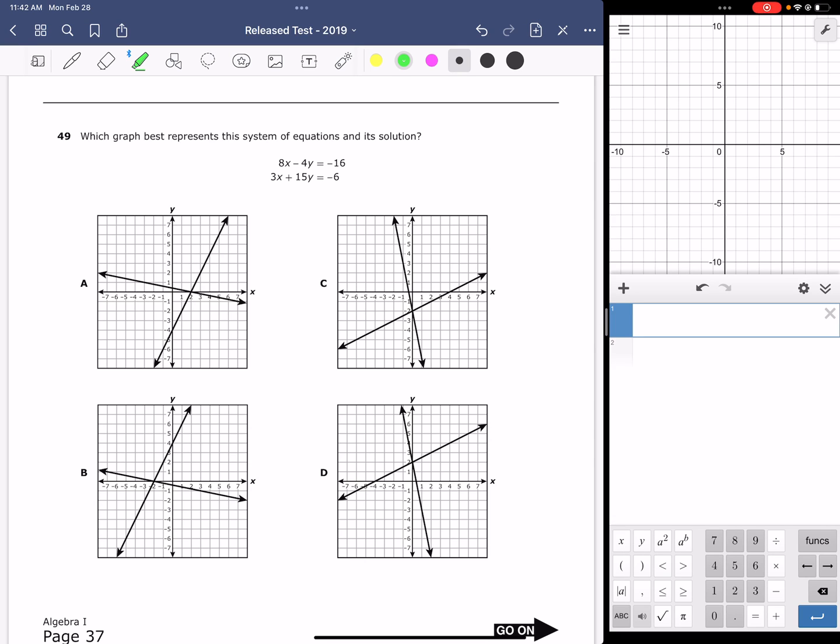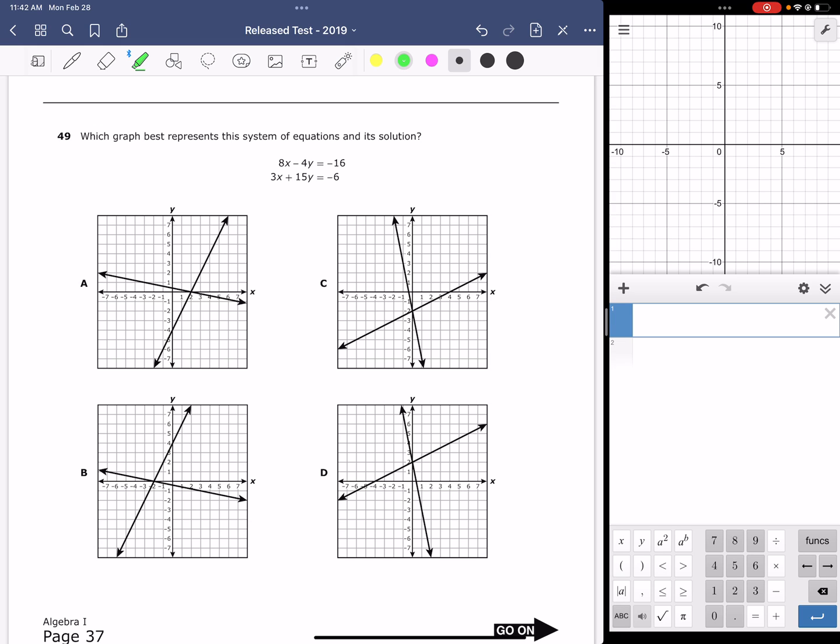Which graph best represents this system of equations and its solution? 8x minus 4y equals negative 16, and 3x plus 15y equals negative 6. If we can solve both of these equations for y, we can graph them in Desmos and find which graph matches it best.